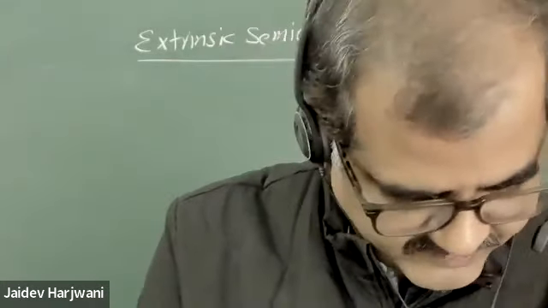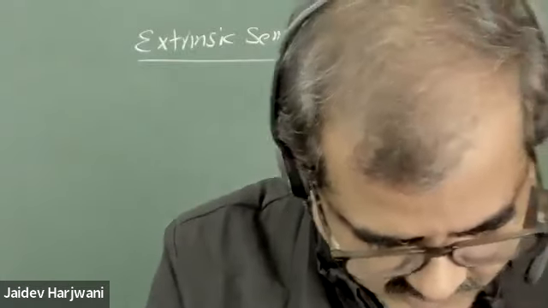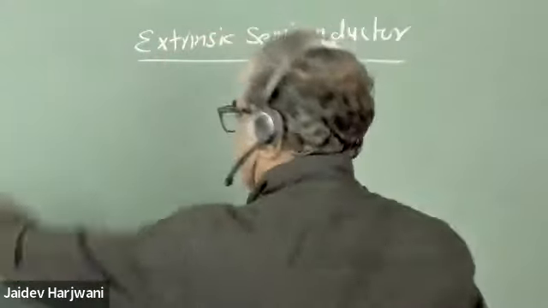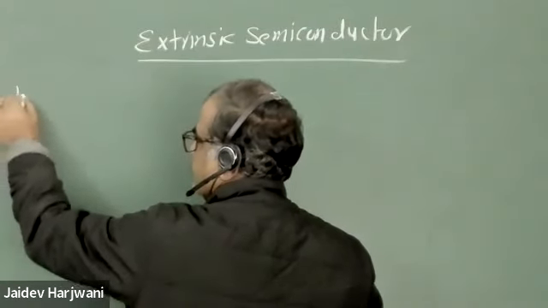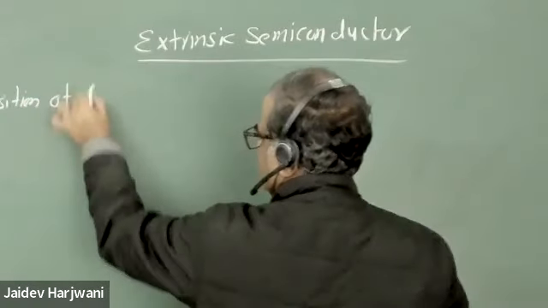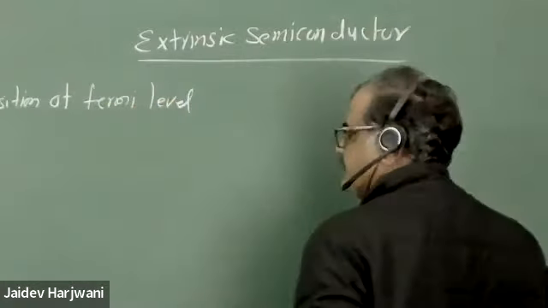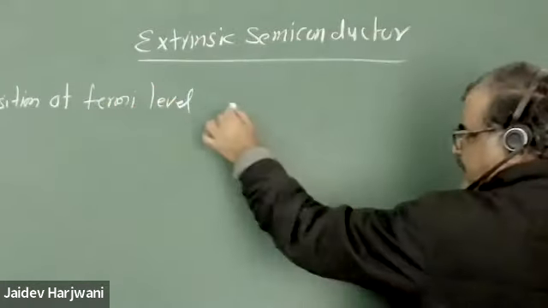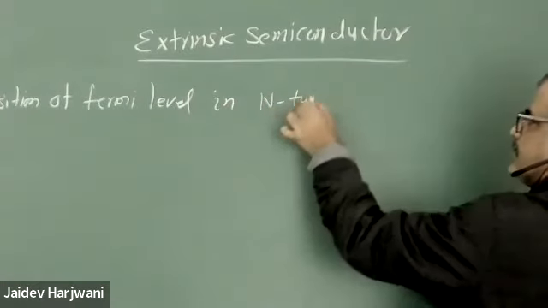Now let me start today with the Fermi level position. We have already done the position for an intrinsic semiconductor. Now let me work out the position of the Fermi level in an n-type semiconductor.